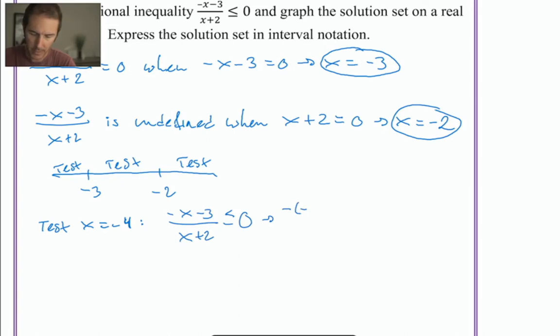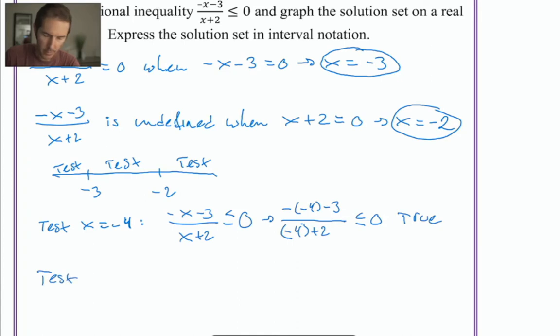So I have negative 4 minus 3. So that's negative 4 minus 3, which is negative 1... wait, as spoken: that's 4 minus 3, which is 1, so that's positive, over negative 4 plus 2, which is negative. Positive over negative, that works. That's going to be less than 0, so this is true.